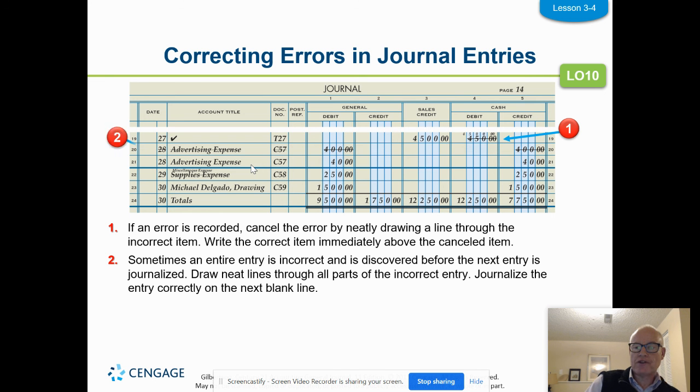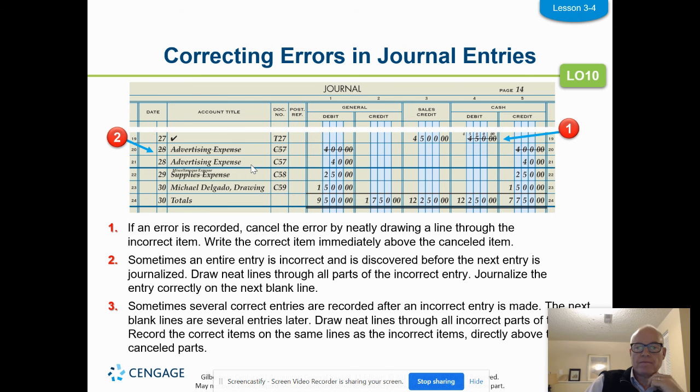Sometimes an entire entry is incorrect, like we did in number 2. We just put lines through the whole thing, which means we're not going to post it. Forget it. So we don't have to worry about it. Sometimes several correct entries are recorded after an incorrect entry is made. We're going to do this kind of stuff. It's not always going to be able to be chronological in date order, right? We're doing our best, okay? But here you can see we made some mistakes. We went back. Here we went to say miscellaneous expense instead of supplies expense.